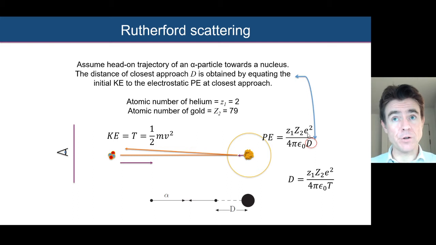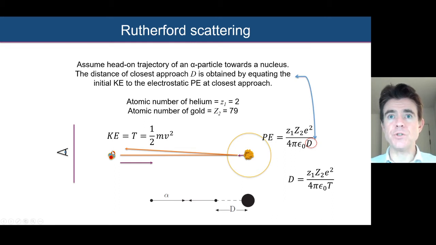So, applying our knowledge of electrostatics, we can find the potential energy of a helium nucleus when placed within the proximity of a gold nucleus. When you've got two charges close to each other, Q1 and Q2, the potential energy is just Q1 Q2 divided by 4 pi epsilon naught times the distance between the charges. That's just a standard definition of electrostatics.